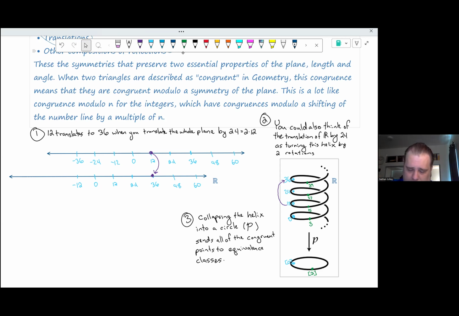But if we look at this number line down here compared to this number line up here, you can see that it's shifted over. We've taken 36 and we've moved it all the way down to 12, and that movement was a multiple of 12.